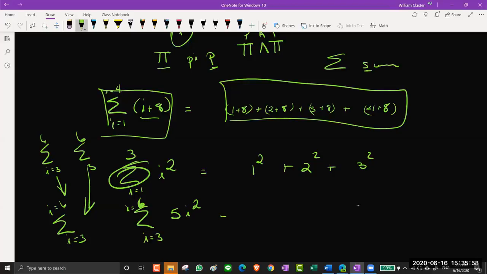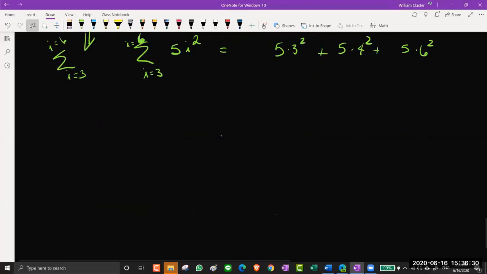So what does this mean? First I put in 3, so I get 5 times 3 squared. Then I put in 4, so I get 5 times 4 squared. Then I put in 6, so I get 5 times 6 squared. And then what do I put in between? Plus. So we get that.